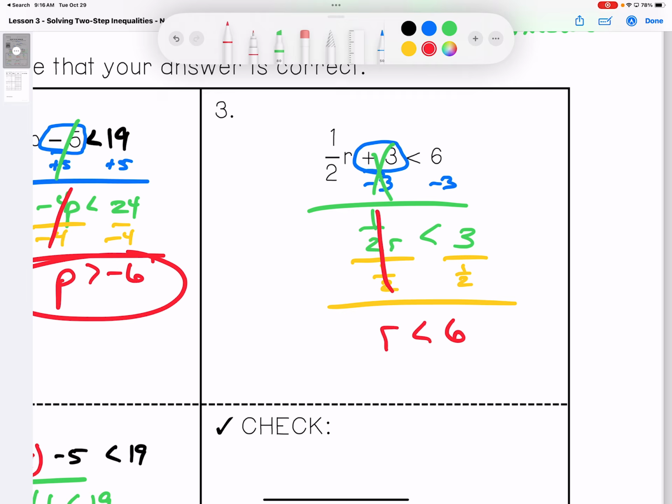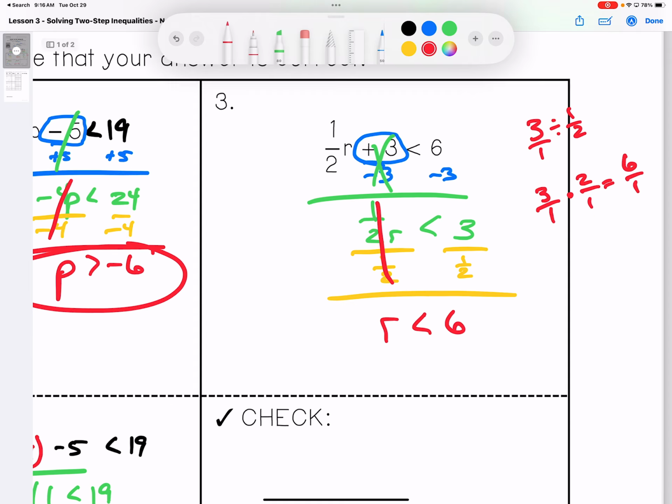3 divided by 1/2 is 6. If you don't believe me, 3 divided by 1/2, that's 3 over 1, keep change flip. 6 over 1 is 6. If you don't believe me, there's the math. All right, so the answer is 6.